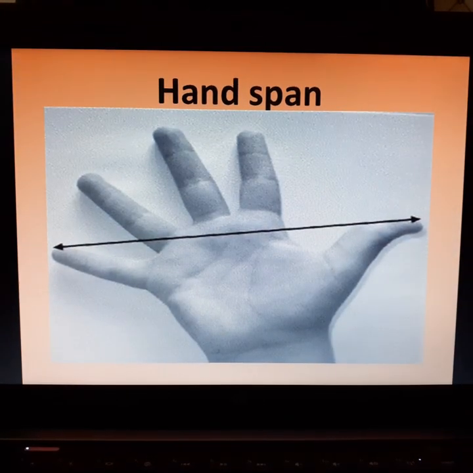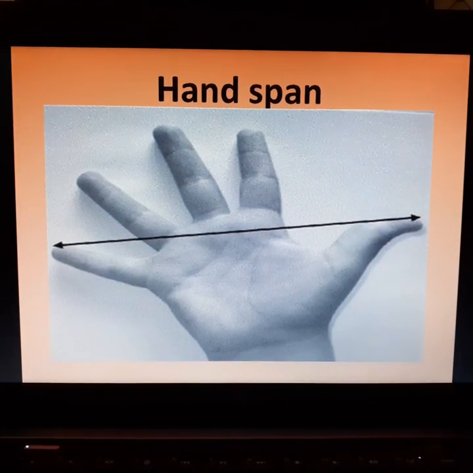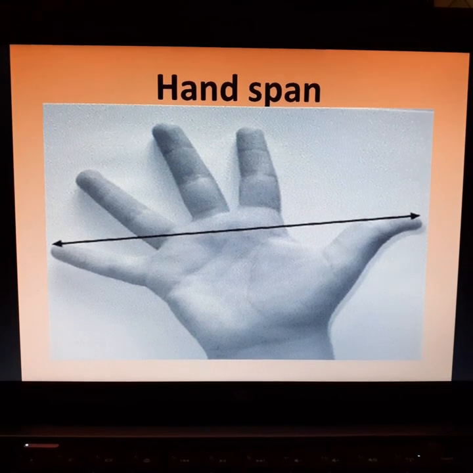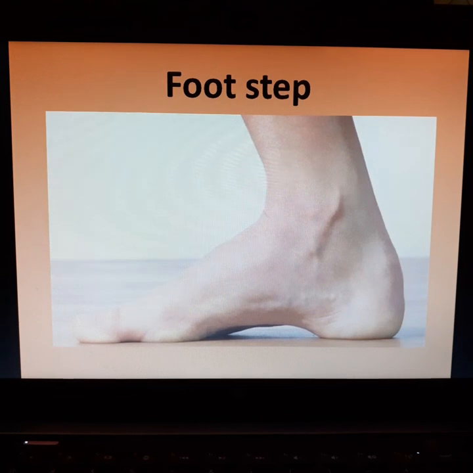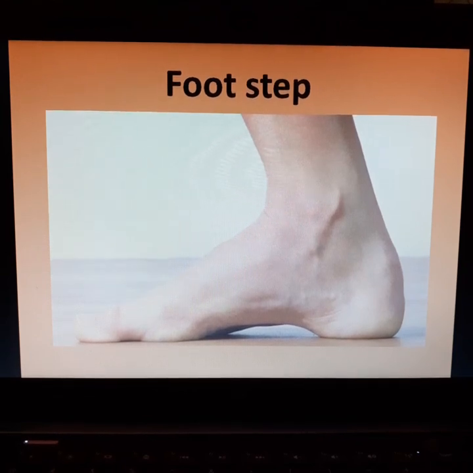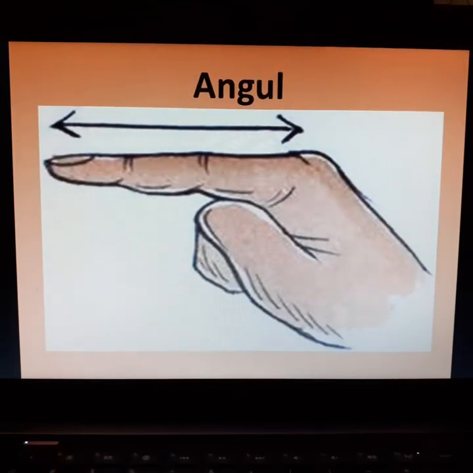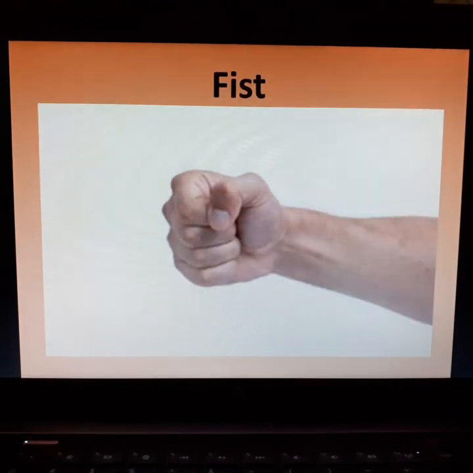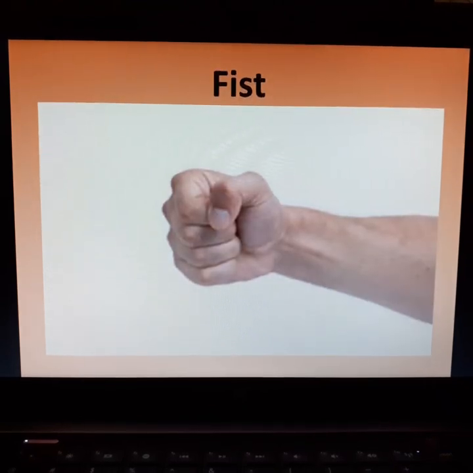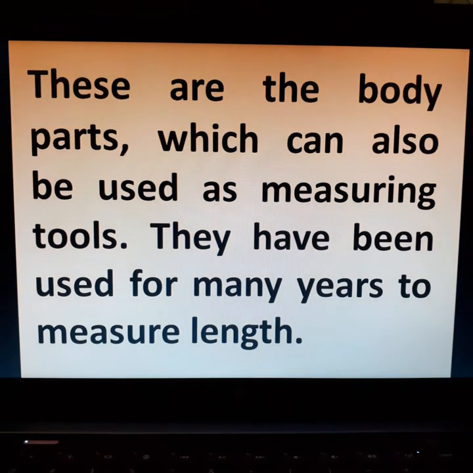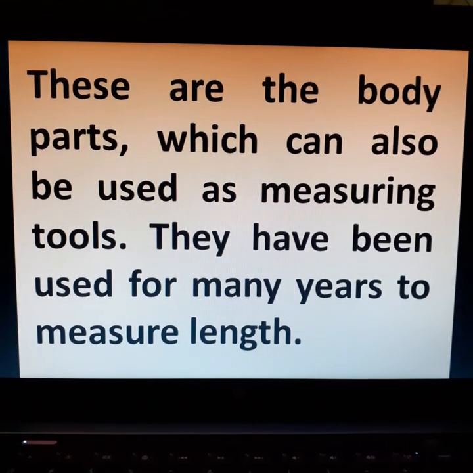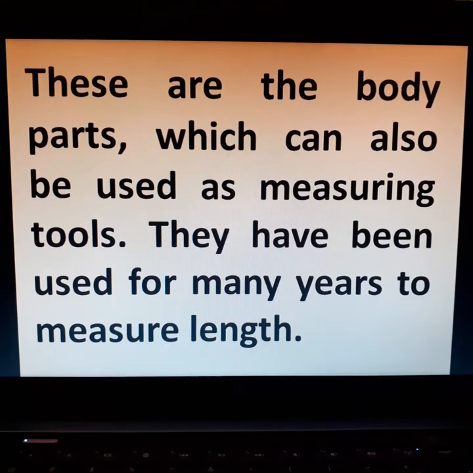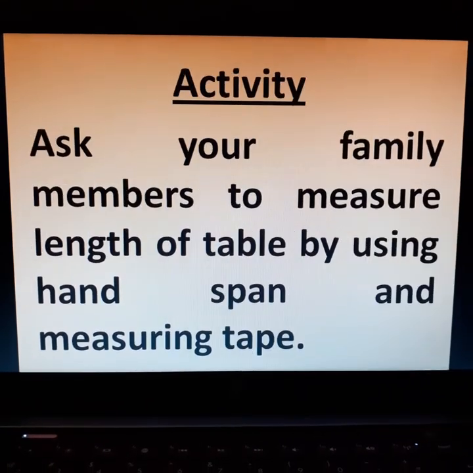This is a handspan. Again, it was used earlier. Nowadays also, for estimating things, we can use this. This is a footstep, which can be used to measure length. Angul also. This is a fist. This can also be used. Now, these are the body parts which can be used as measuring tools. They have been used for many years to measure length.